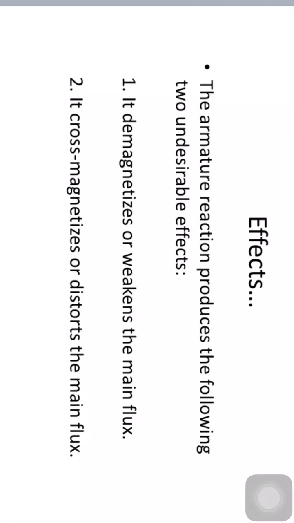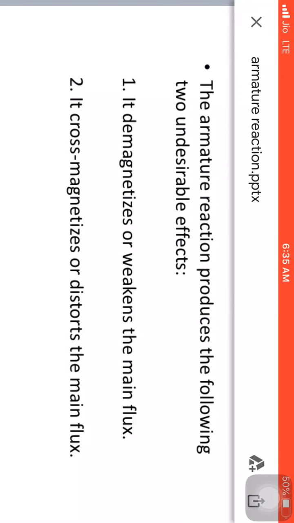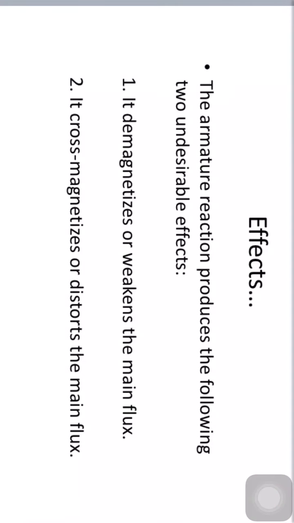So far we have assumed that the only flux acting in DC machines is that due to the main poles, called main flux. However, current flowing through the armature conductors also creates a magnetic flux called armature flux that distorts and weakens the flux coming from the poles. This distortion and field weakening takes place in both generators and motors. The action of armature flux on the main flux is known as armature reaction.